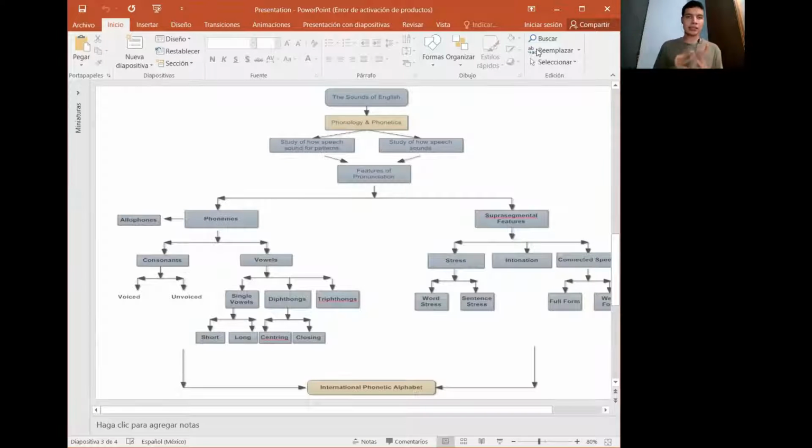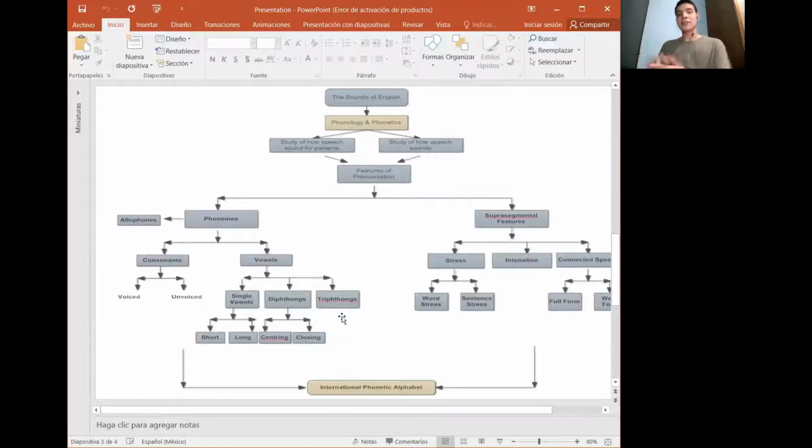So let's go with the segmental features first. There are allophones and there are consonants, which are divided into voiced and unvoiced. Then there are the vowels that are single vowels, which are short and long, as we saw in the phonetic chart. The diphthongs, which are basically two vowels combined in one syllable, are divided into centering and closing. And then there are the triphthongs, which are three vowels in one syllable.